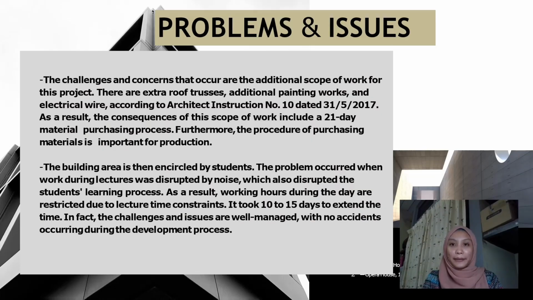Problems and issues happen during the construction. The challenges and concerns that occur are the additional scope of work for this project. There are extra roof trusses, additional painting works, and electrical wire according to architect instruction note 10 dated 31 May 2017. As a result, the consequences of the scope of work include a 21-day material purchasing process. Furthermore, the procedure of purchasing material is important for production.